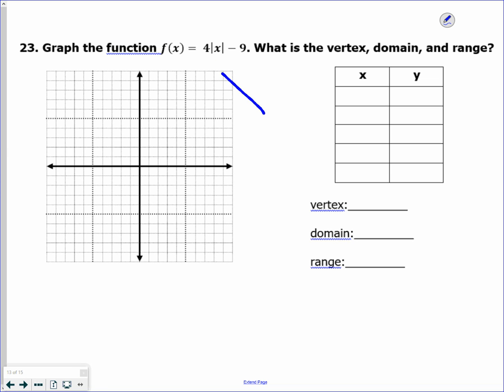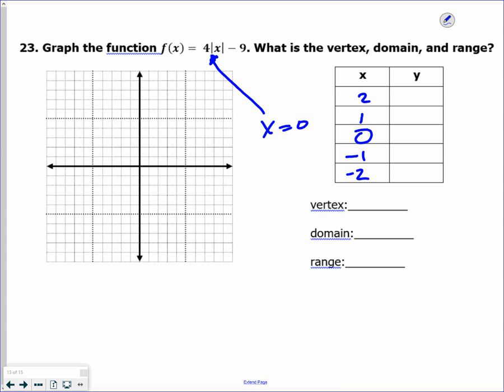Whatever is inside the absolute value, so I'm drawing my little arrow here, just the x this time, has to equal 0. That will give you the value of the vertex. Beyond that, now you just pick numbers that are bigger and numbers that are smaller and plug those in.